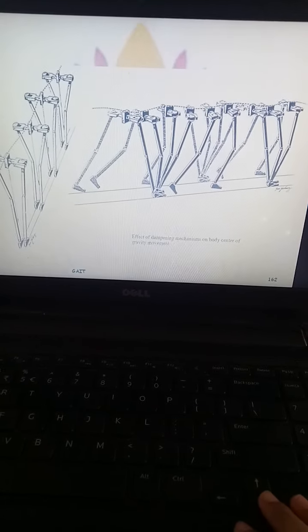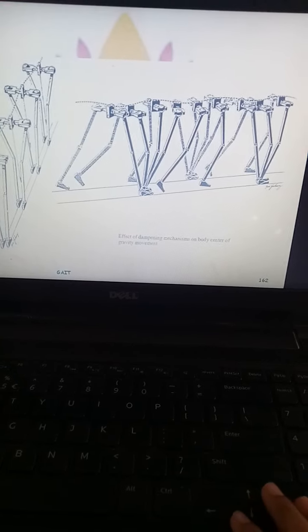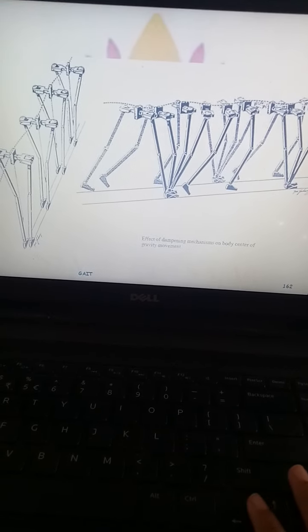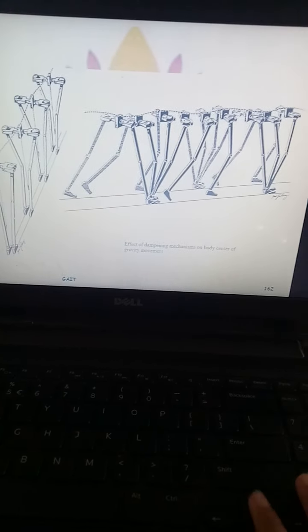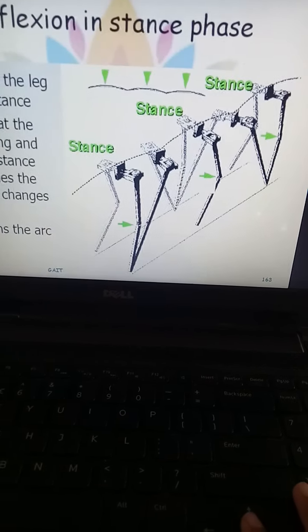So this is the basic diagram, like a screw home mechanism type. So you can easily understand, but okay.